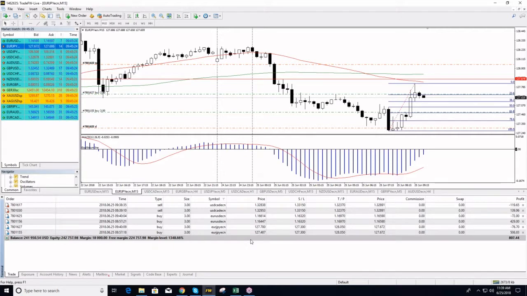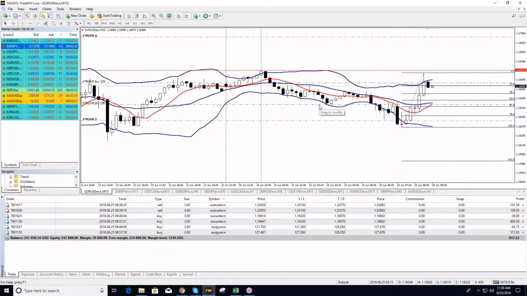So far, currently we are in profit. Some of them are losing, some of them are winning. The trend for me is very bullish today, so we have a high probability chance of getting these trades and making some real money from these trades.